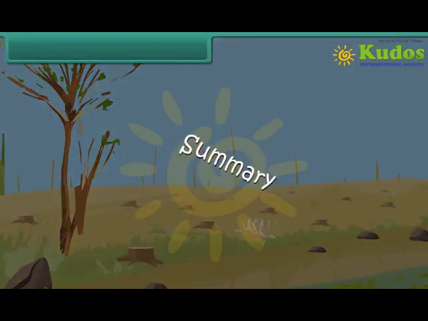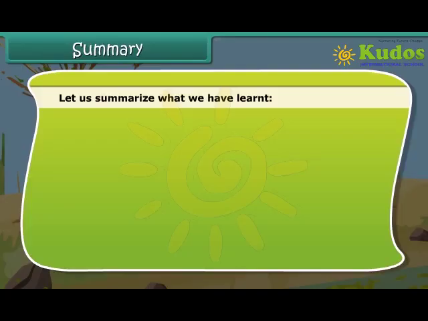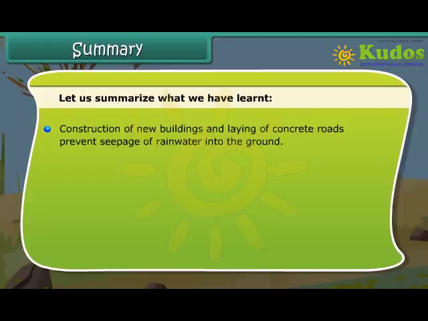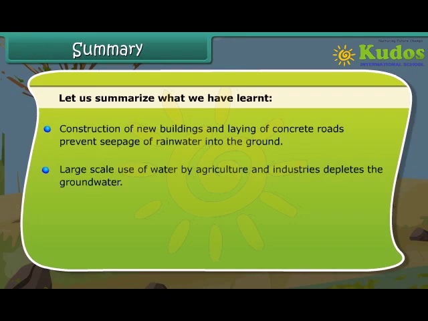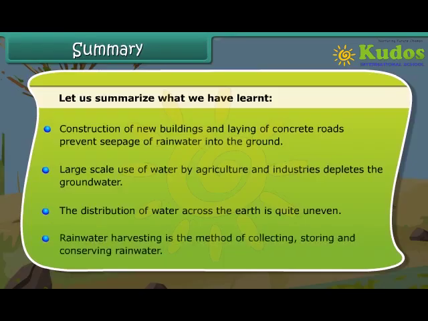Summary. Let us summarize what we have learned. Construction of new buildings and laying of concrete roads prevent seepage of rainwater into the ground. Large-scale use of water by agriculture and industries depletes the groundwater. The distribution of water across the earth is quite uneven. Rainwater harvesting is the method of collecting, storing, and conserving rainwater.